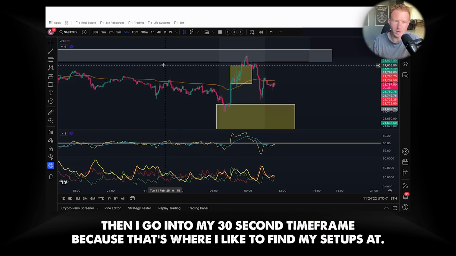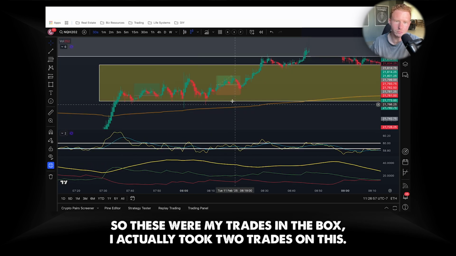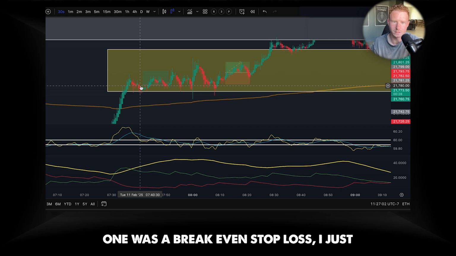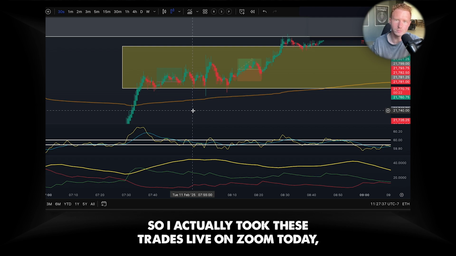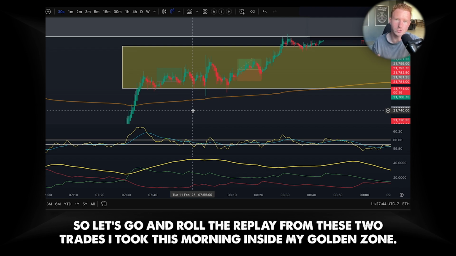Then I go into my 30-second time frame because that's where I like to find my setups at. So these were my trades in the box. I actually took 2 trades on this. One was a break-even stop loss. I just barely got stopped out and then ripped to my target, and then this was a winner. So I actually took these trades live on Zoom today. So let's go and roll the replay from these 2 trades I took this morning inside my golden zone.